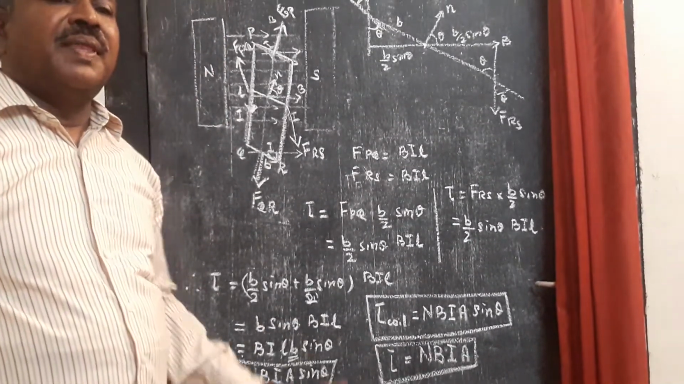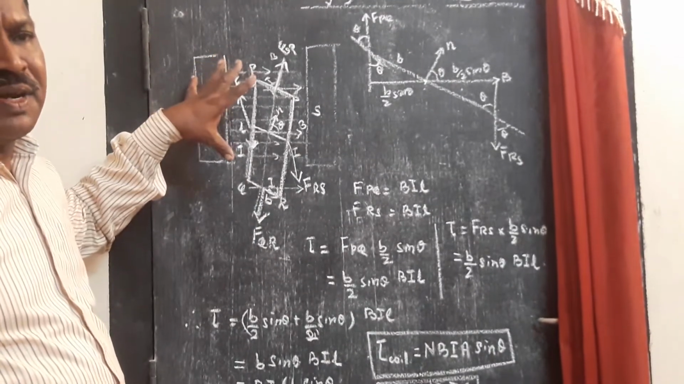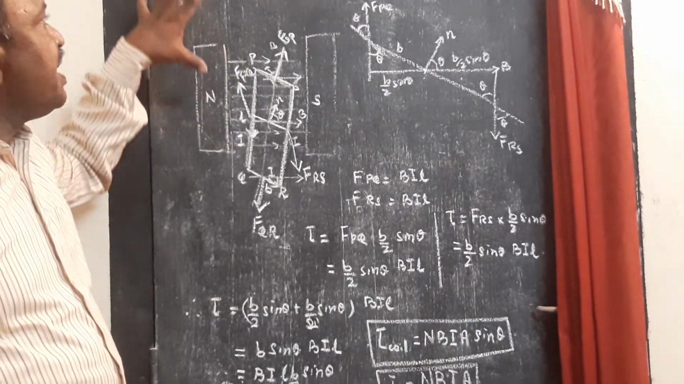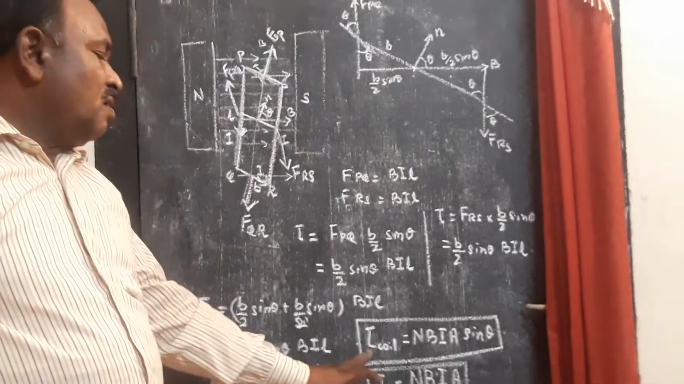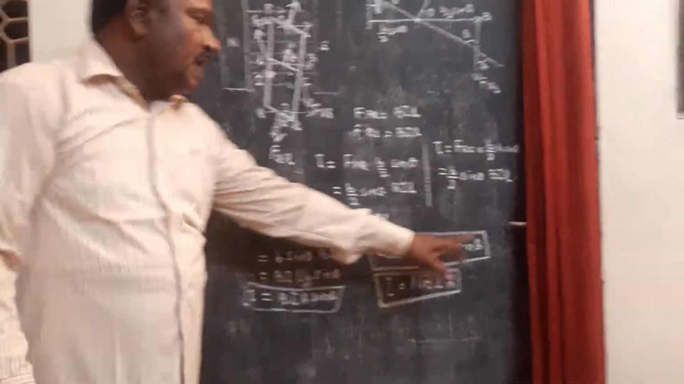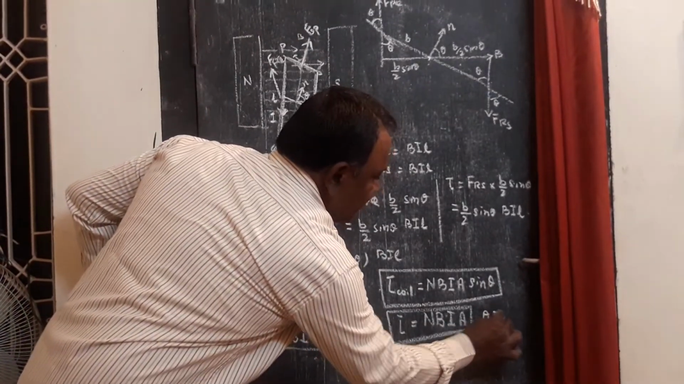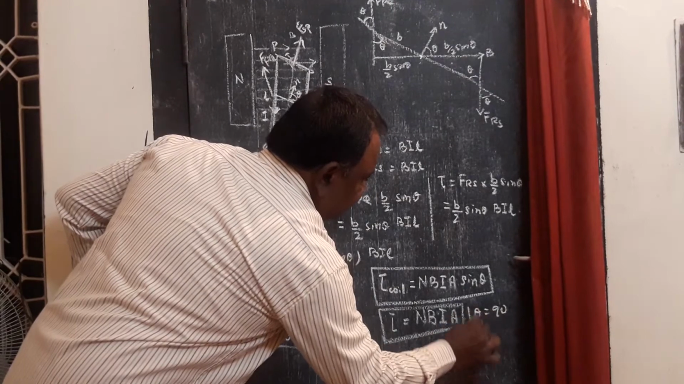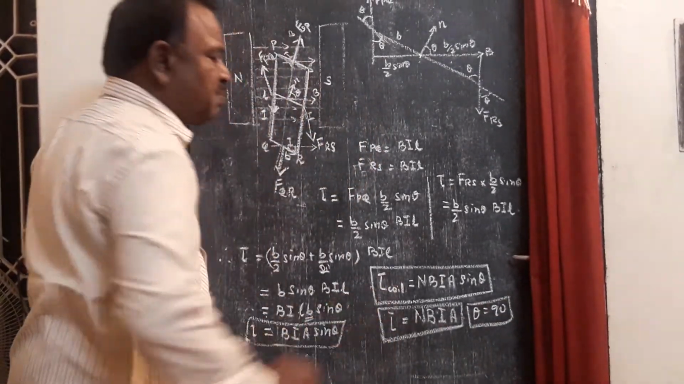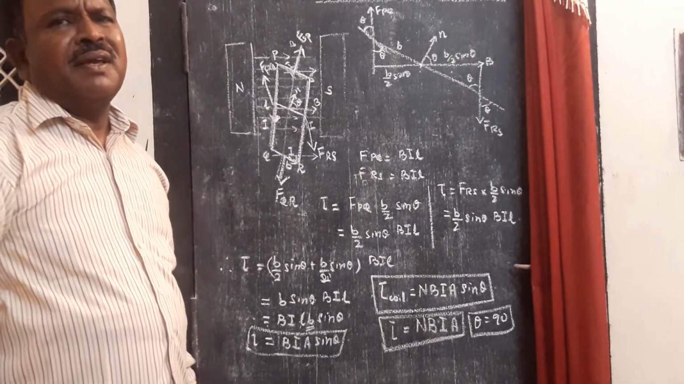Thus we see that when a current carrying coil is kept in a magnetic field, it will experience a torque. Torque is given by NBIA sin theta. If theta is equal to 90 degrees, then the torque experienced by the coil is NBIA.